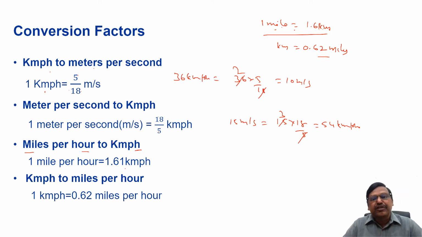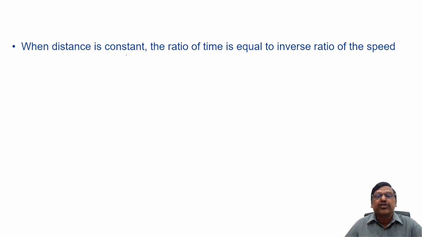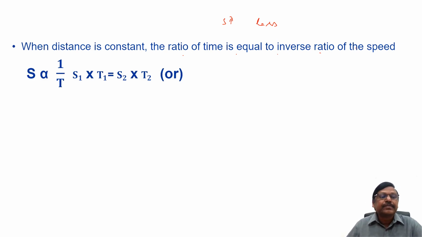Now, what is the relation between distance and speed, speed and time, or distance and time? Suppose the distance is constant, what happens? Someone who travels at more speed will take less time. If someone is traveling slowly, he will take more time if the distance is the same. So they are in inverse relation. The ratio of the times is equal to the inverse ratio of the speeds.